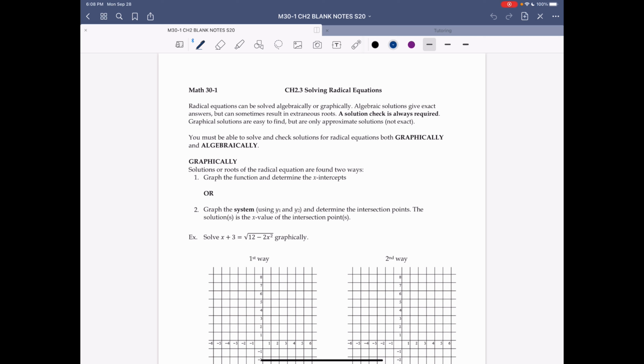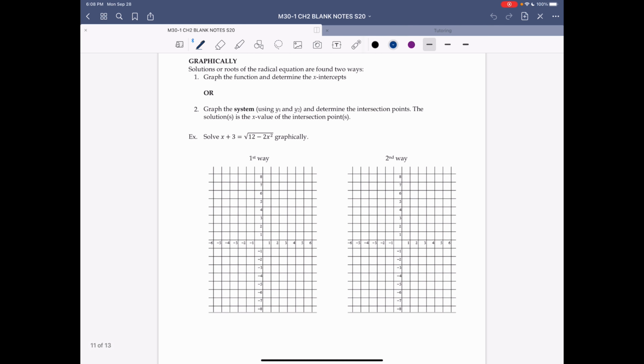Let's start with graphically. Solutions or roots of the radical equation are found two ways. One, graph the function and determine the x-intercepts, so graphing one equation. Or two, graph the system using y1 and y2, to graph the left side as y1, right side as y2, and then determine the intersection points. The solutions would be the x values of the intersection points. Let's try this both ways.